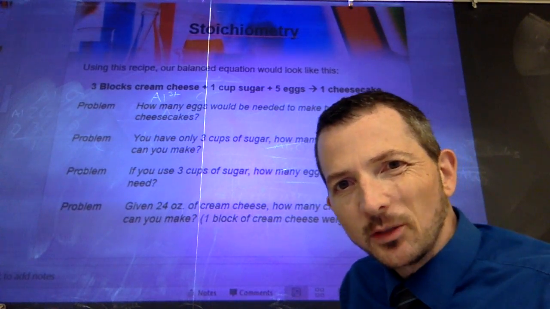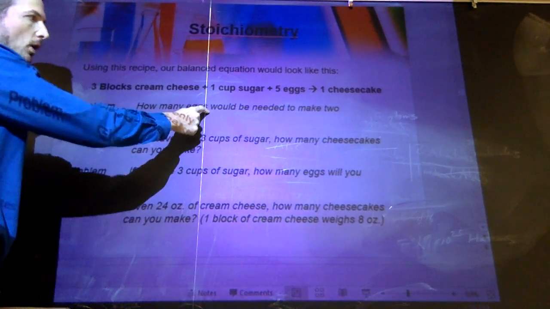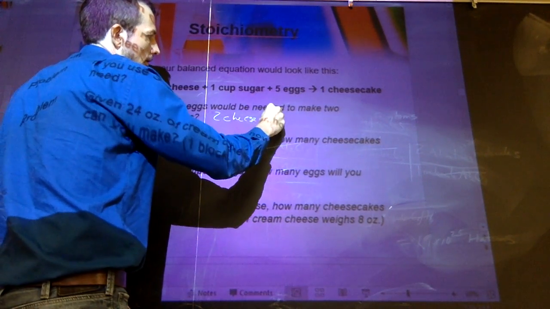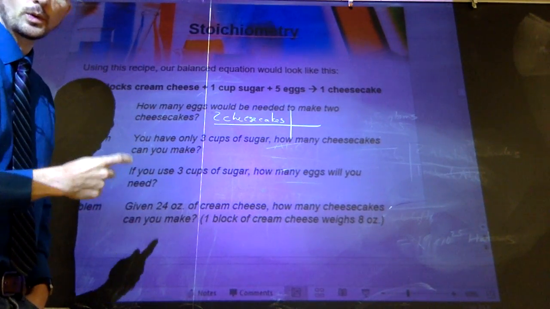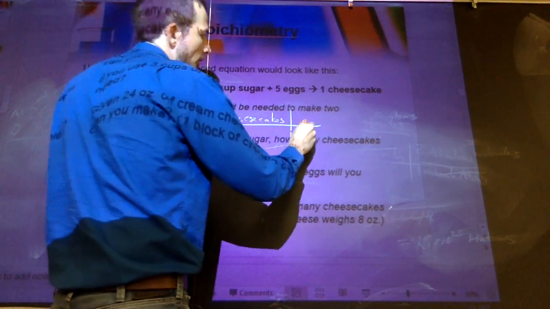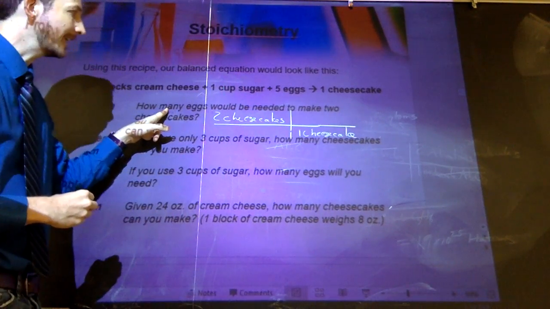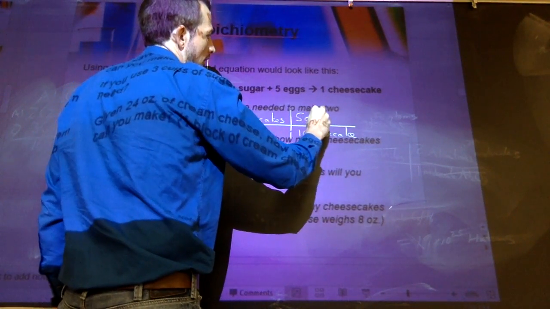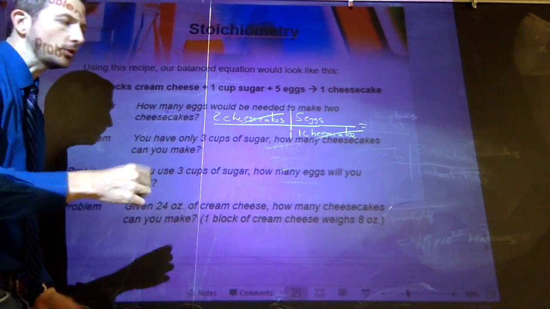So the first thing says, how many eggs would we need to make 2 cheesecakes? So I'm looking to see what my measurement is. I want to make 2 cheesecakes. So I'm writing down what I'm looking for. Now I'm going to go to my balanced equation, my recipe. To make 1 cheesecake, how many eggs would I need? Well, for my recipe, I know to make 1 cheesecake, how many eggs do I need? 5 eggs. So cheesecakes cancel out, and I get that I'll need 10 eggs, 2 times 5.